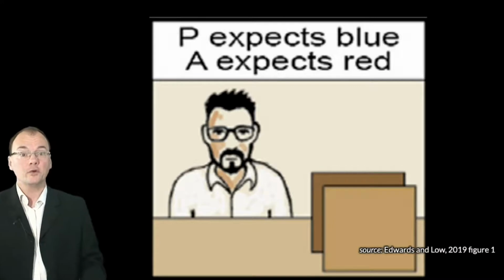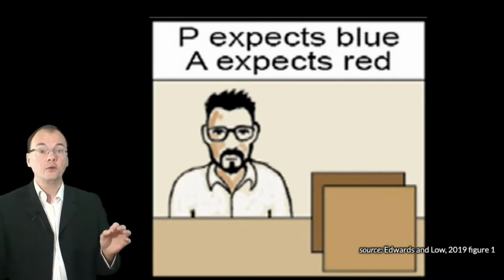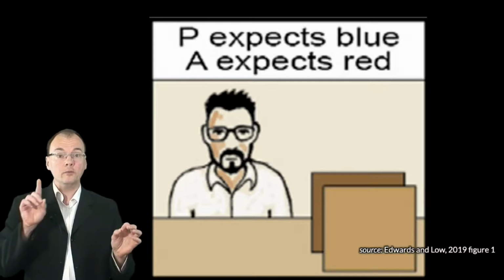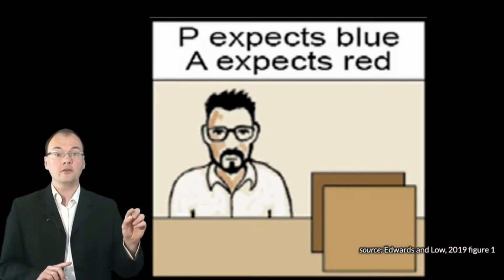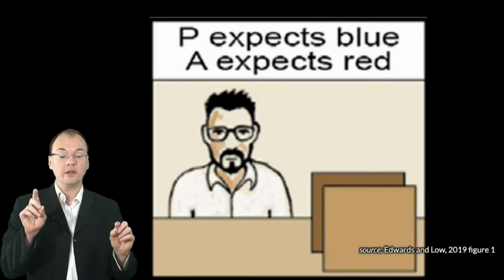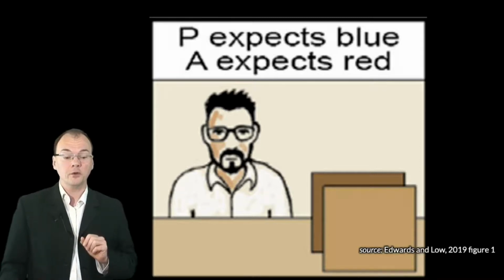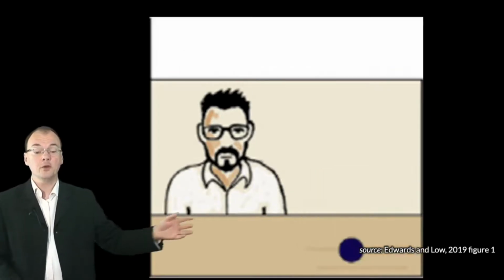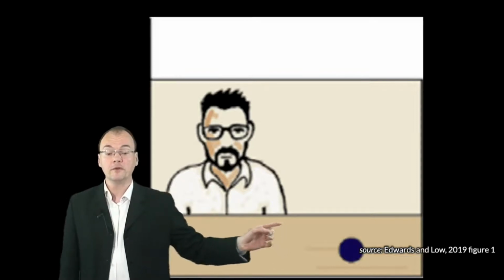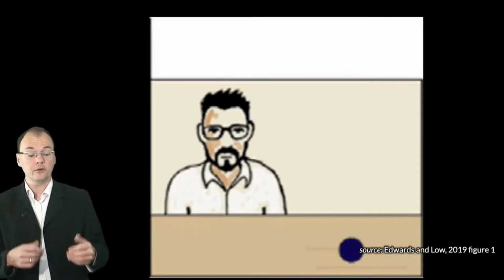Your task is very simple. 64 times in a row, your task is always to press one button if you see the red ball and a different button if you see the blue ball. So here, because you're expecting the blue ball, when you see the blue ball, of course, you'll be faster than if you were expecting the red ball, if we tricked you.